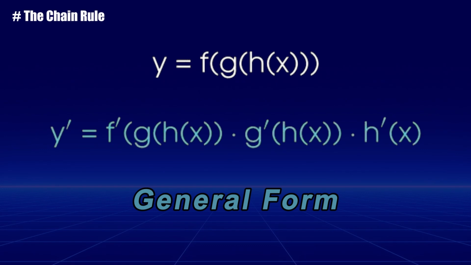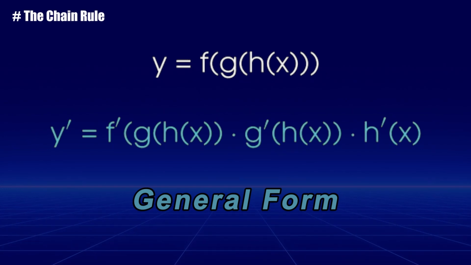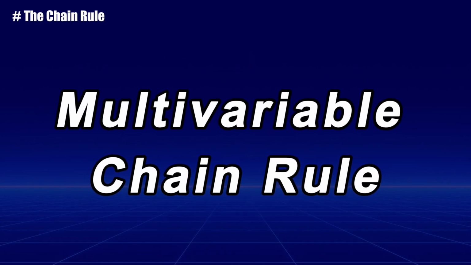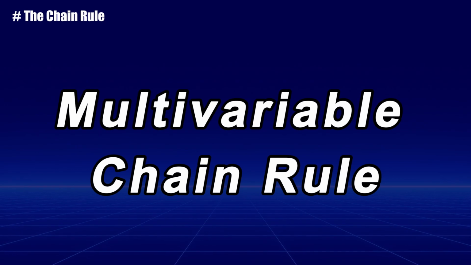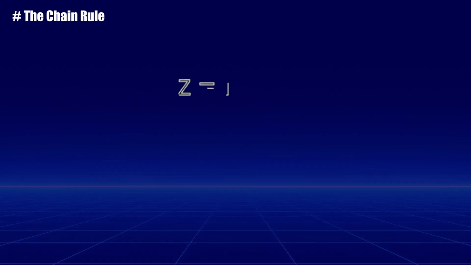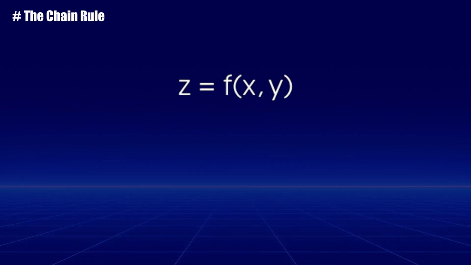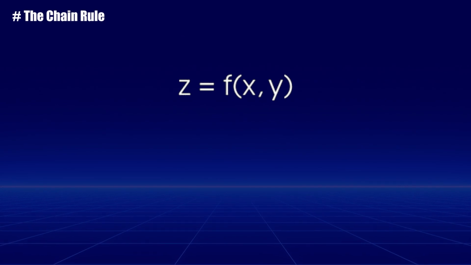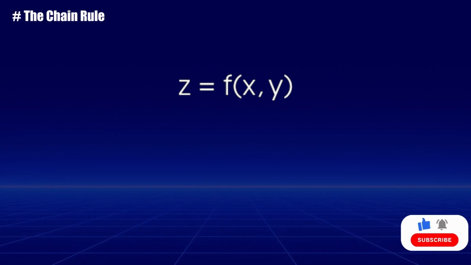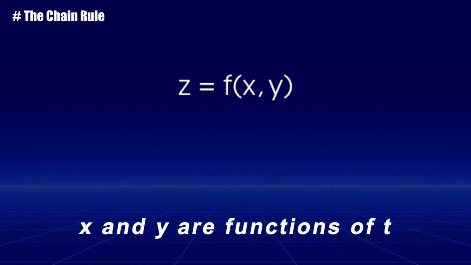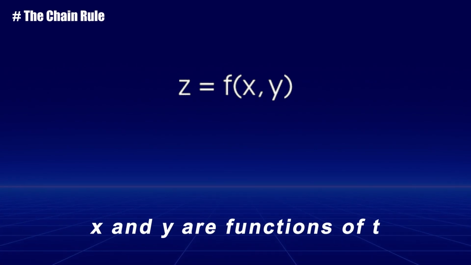Now that we understand the chain rule, let's dive into multivariable chain rule. In multivariable calculus, the chain rule is extended to partial derivatives when functions depend on multiple variables. The chain rule for functions of multiple variables can be written in different forms depending on the context. For example, if z is a function of x and y, where x and y are both functions of another variable, the chain rule is applied as follows.